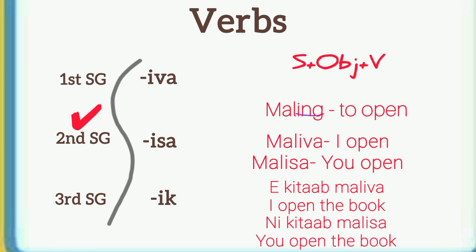Now look at the second sentence: ni kitab malesa. We discussed ni in the pronouns lesson. Ni means you. So ni kitab malesa. Ni is the subject, kitab the object, and malesa the verb. Focus on the ending part of the verb. In the second person singular case, we are adding esa at the end.